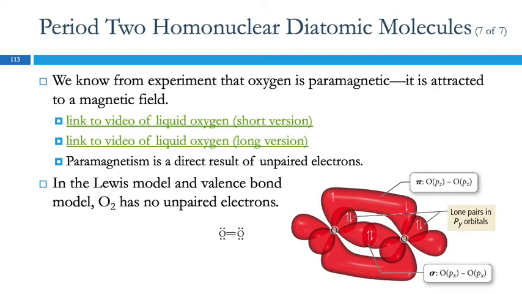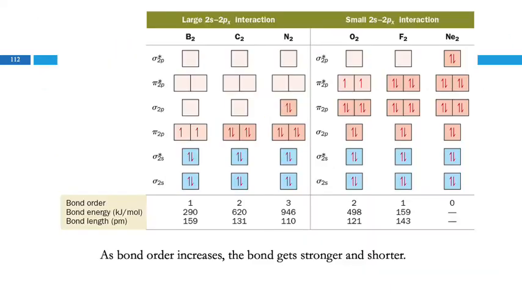So why would oxygen be attracted to a magnetic field? Well, if we look at molecular orbital theory, here's oxygen, look at that. We have 2 unpaired electrons.